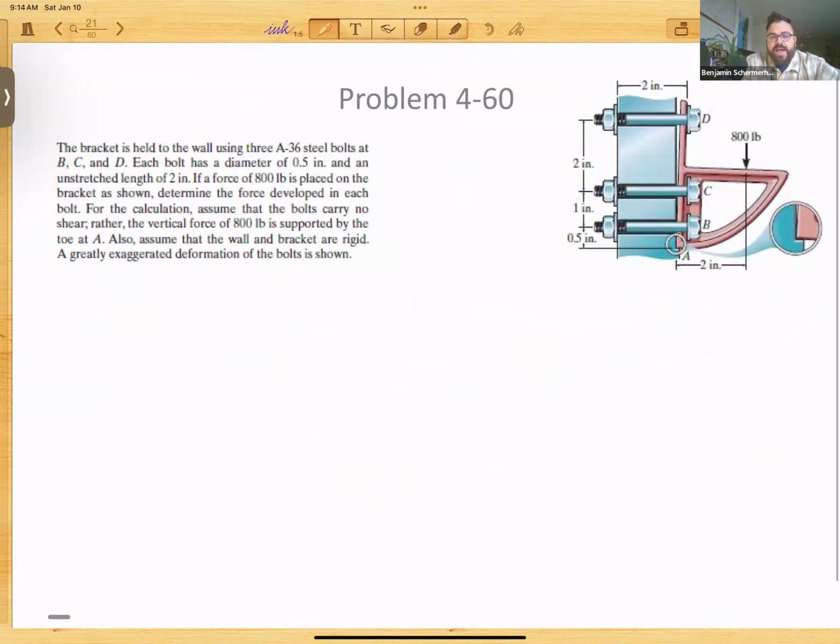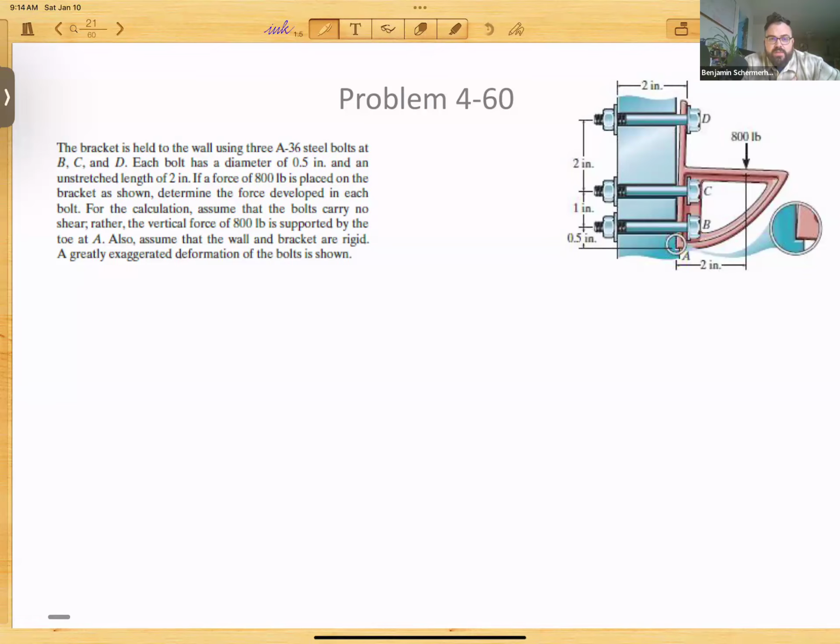So in this problem, we have a bracket held to the wall using an A36 steel bolt at B, C, and D. Each bolt is going to have a diameter of 0.5 inches and an unstretched length of 2 inches. We're applying an 800-pound force to this bracket about 2 inches from the wall. And we want to figure out the forces developed in each bolt.